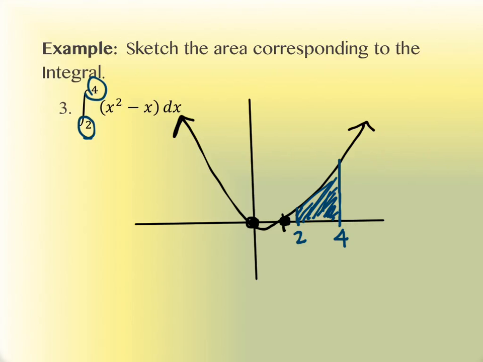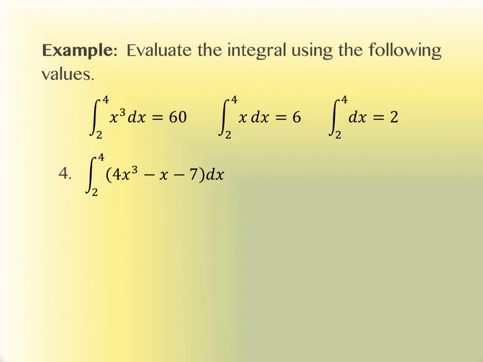Okay. The next problem we're going to do is giving us a few pieces of information to start with. They tell us 3 integral values. The integral from 2 to 4 of x cubed is 60, of x is 6, and of dx, or 1 dx, if you want to put a 1 there to give yourself an image, is equal to 2. Now, in section 4.5, we will calculate how they came up with the 60, the 6, and the 2, and how that came about. But for right now, we're going to use that information to make a decision, okay?